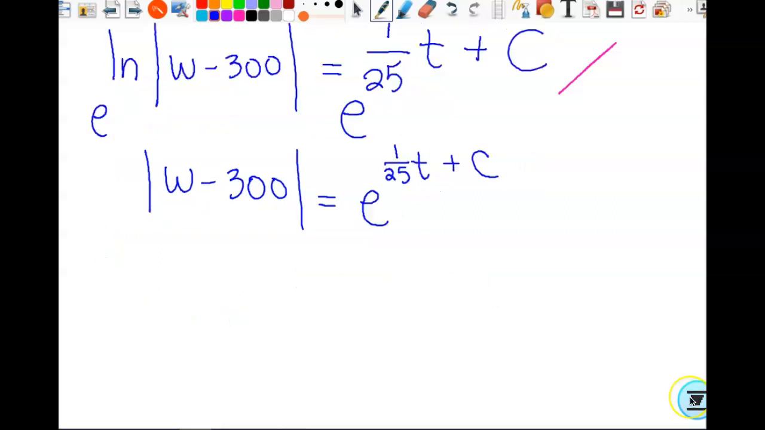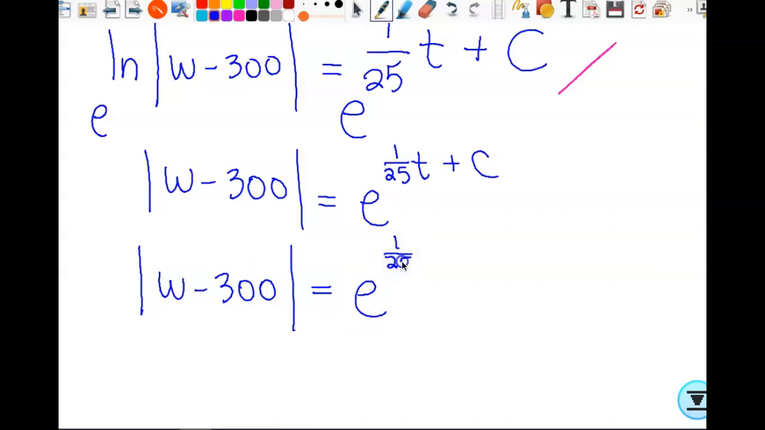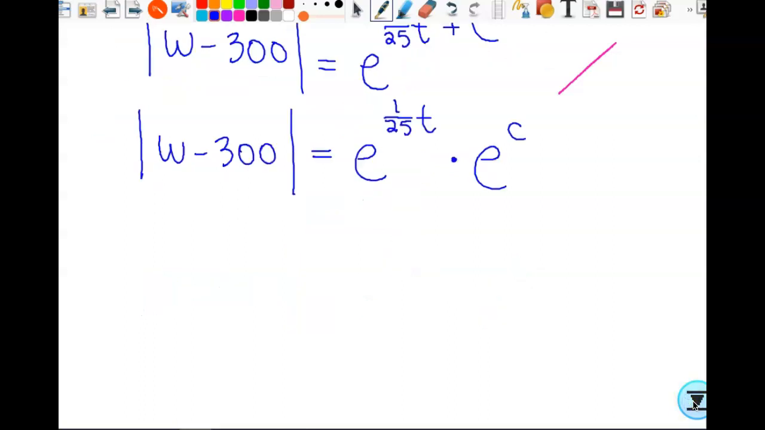All right, and then we're going to use our exponent properties to rewrite the right side as the product of two powers. So absolute value of w minus 300 equals e to the 1/25th t times e to the c. Make sure you write that as a product of two powers. All right. What's next?